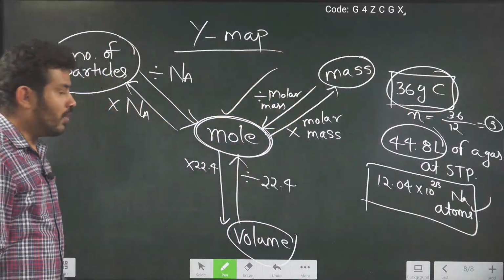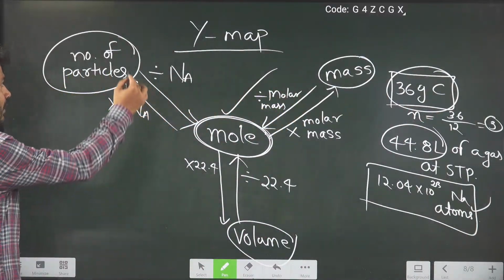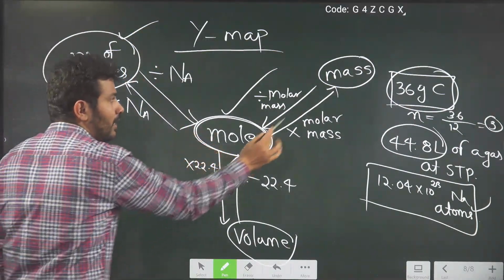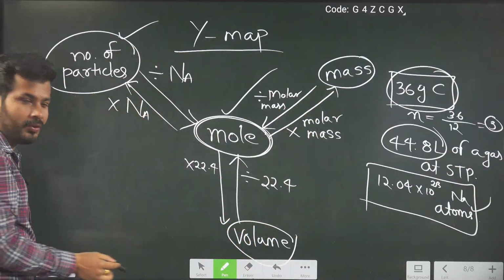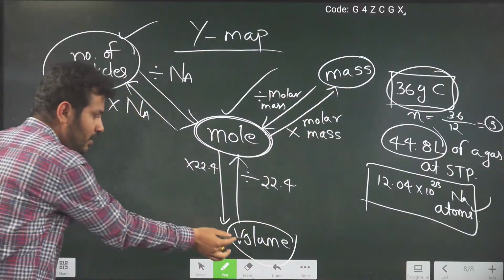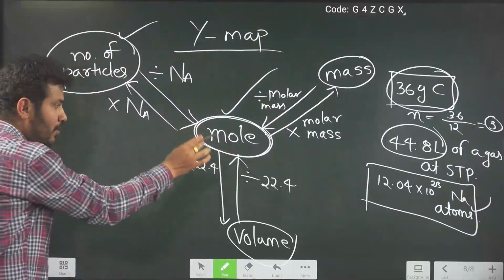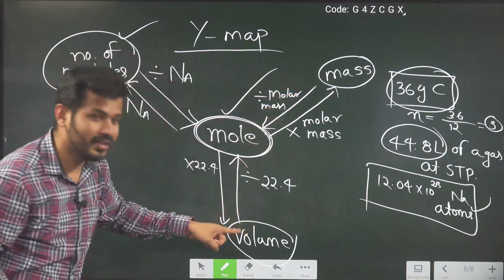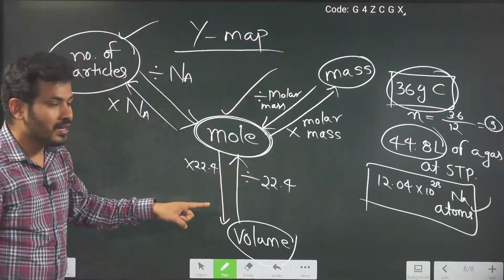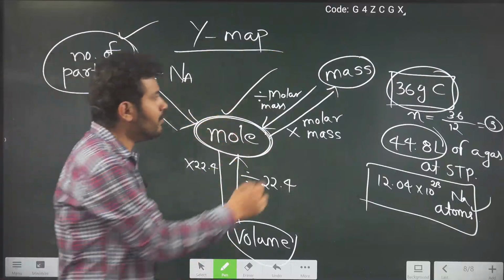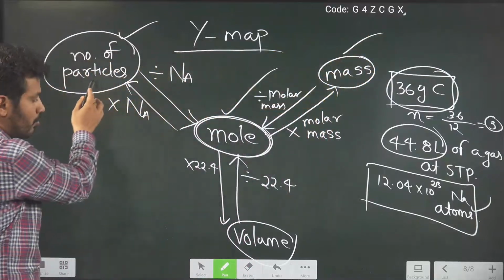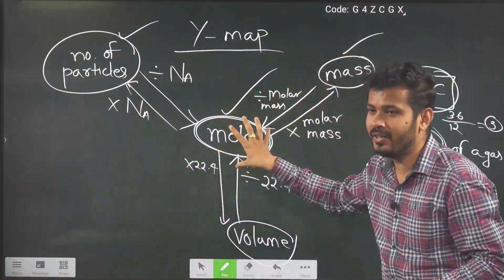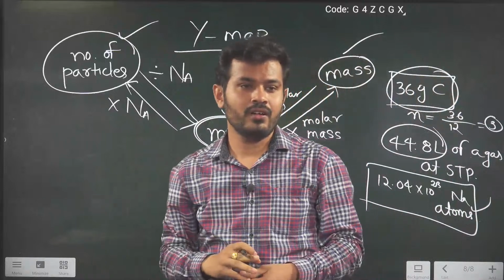So what is the main application of this? Usually they will give number of particles. Then from number of particles you calculate mole, and from mole you can calculate the mass as well as the volume. Suppose they have given the volume. From volume we will calculate the mole, and from mole you can go to mass, or you can go for the number of particles. So out of the 3 components in the Y map, they will be giving any one of them: mass, number of particles or volume. You need to calculate the number of moles out of it. Then you can go for any other part. Are you getting my point?